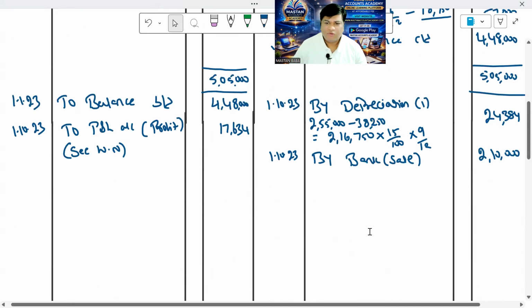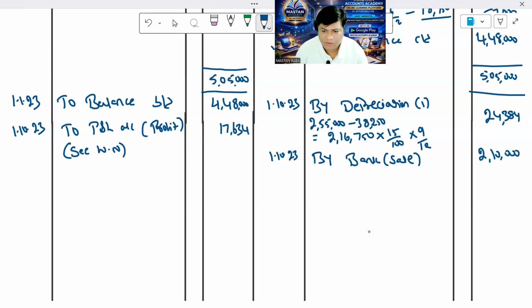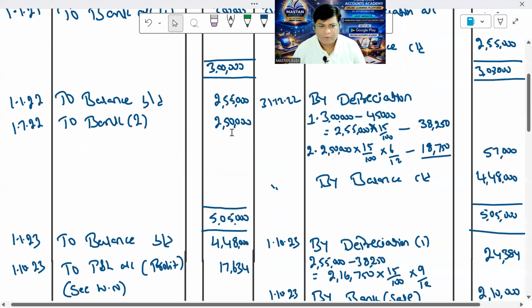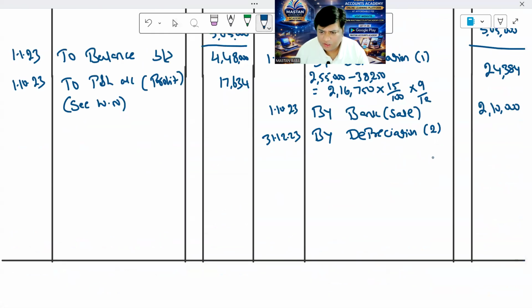So what shall we do? First, we are supposed to calculate up to 31/12/23. So I am taking 31st December 2023 by depreciation, bracket 2. So how do we do 2? What is the second plant value here? 2,50,000 here, and the depreciation relating to the first plant is 18,750. So what am I supposed to do? 2,50,000 minus. This is the diminishing balance mechanism, right? From its previous value, we have to deduct the previous depreciation. So from 2,50,000, let's subtract 18,750. What do we get?